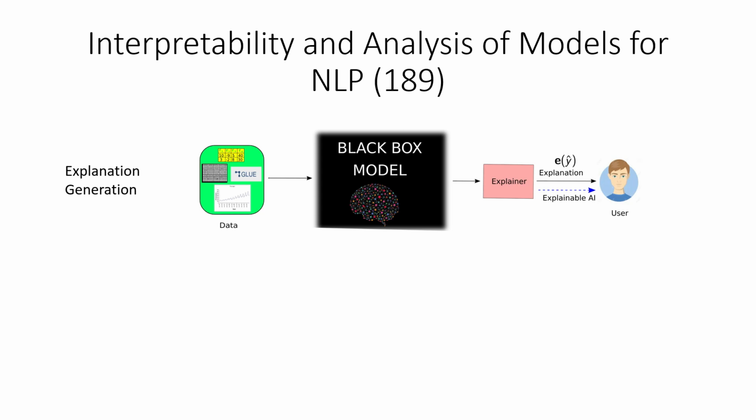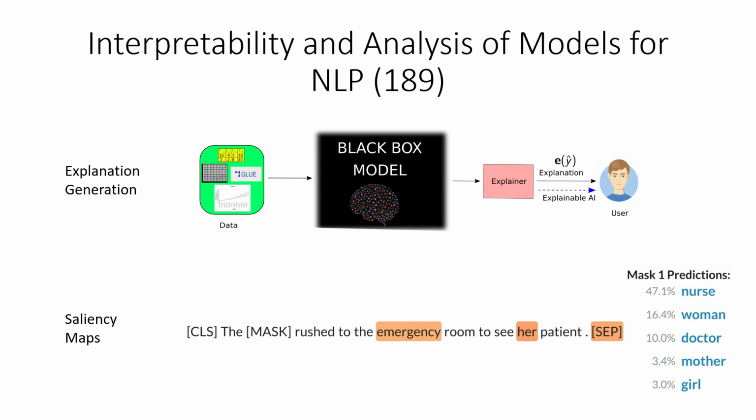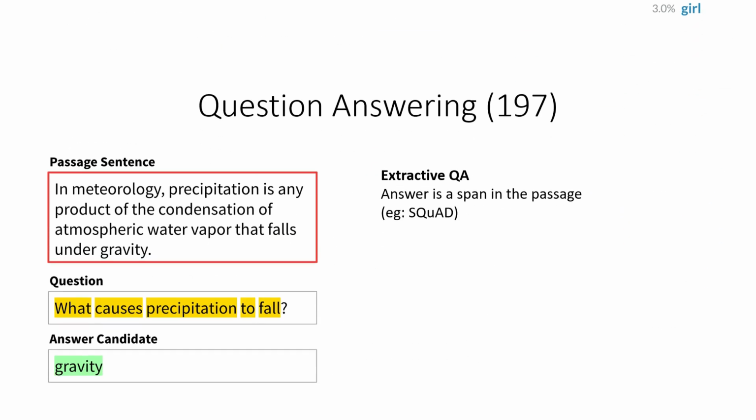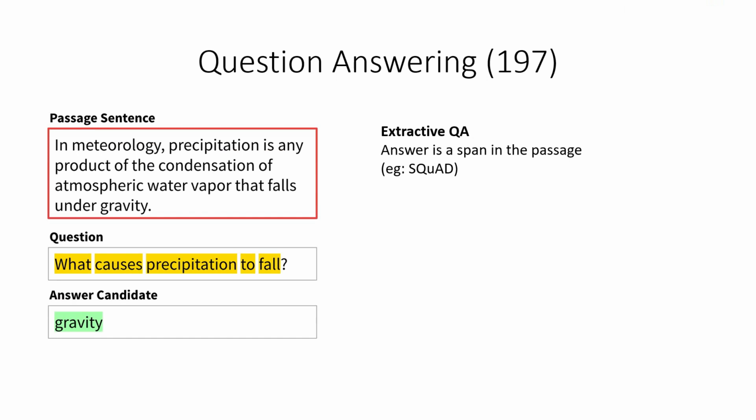A different approach is using saliency maps, which is a gradient-based method that highlights which part of the input is most responsible for making a certain prediction. Next, we have question answering with 197 submissions.